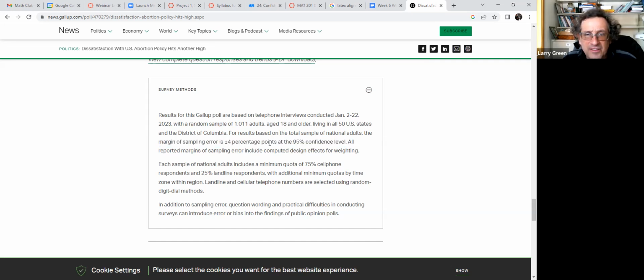Okay. And just to note, it does say all margins of sampling error included computed design effects for weighting. That is kind of a process that's similar to stratified sampling, but this isn't advanced statistics, so that's as far as I can get in terms of talking to you guys. Okay, so just trust me on it. Sound good? Okay. I don't need to read all the rest, but this is pretty important.